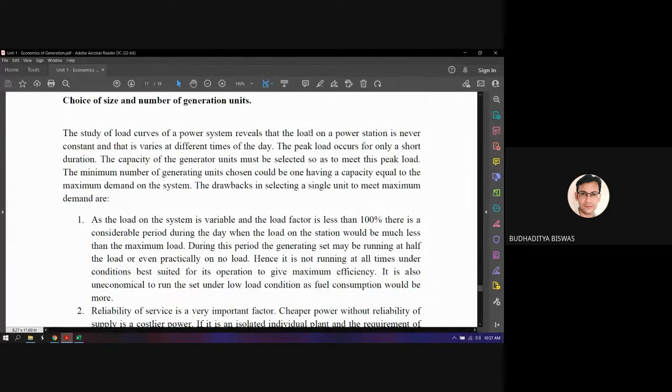Now, suppose the maximum demand is 100 megawatt, and you installed an alternator which has a rating of 110 megawatt. So the first criteria is fulfilled. Whatever the maximum demand in your area or in the load area, you installed a power plant where the generating capacity of the units or the alternators is 110 megawatt. So the first criteria is fulfilled. But you just installed one unit, one single alternator which has the generating capacity of 110 megawatt. Now, is it good or is it bad?